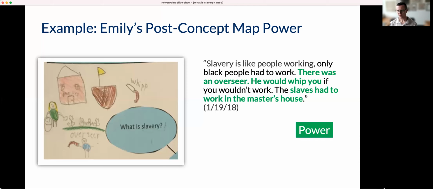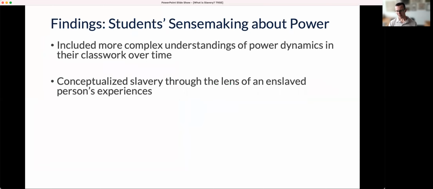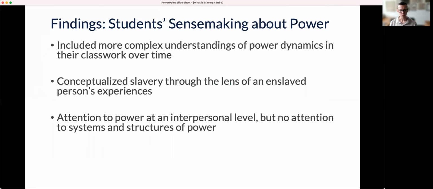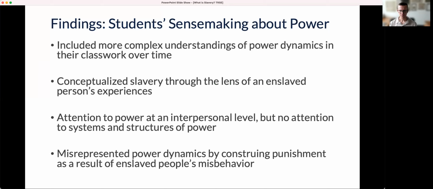So if we think about what Emily's describing around power, I would pull out these sentences. So there was an overseer, he would whip you. Slaves had to work in the master's house. So it's obviously clear that she's writing a lot about power and violence and forced labor in this entry. But again, she's making sense of it through the experiences of what an enslaved person might go through. And so because there's so much attention to the interpersonal level of experience, there's limited attention to systems and structures of power. And this pattern was prevalent across the students' work.